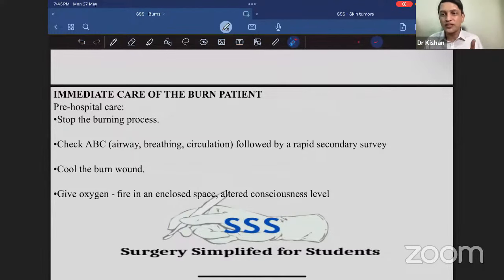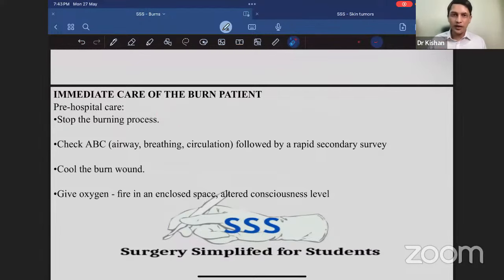First and foremost is to stop the burning process. Make him roll over the ground or put some blanket over him. Do something, or importantly, take off all his clothes. That's very important. Okay, so somehow stop the burning process. That's very important.